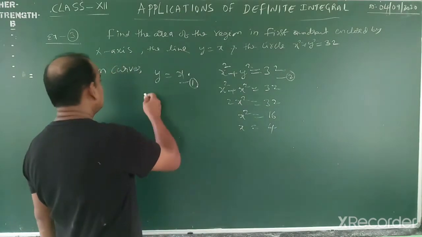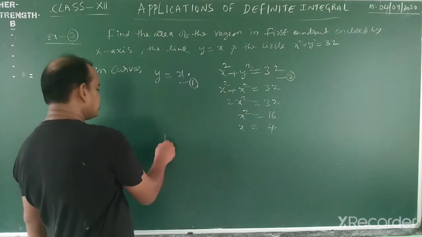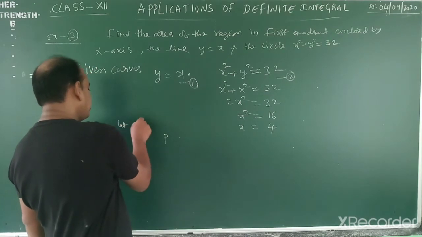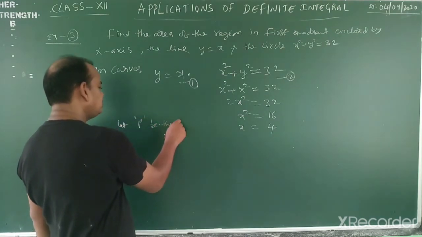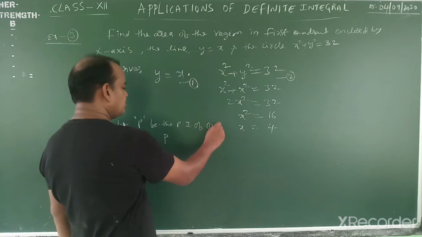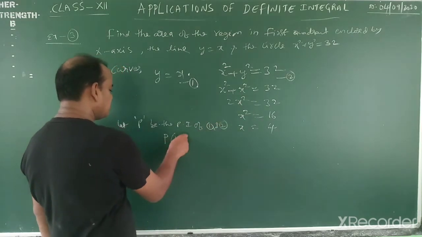Therefore, let P be the point of intersection of 1 and 2. Okay, my dear students. Therefore, P is (4, 4).